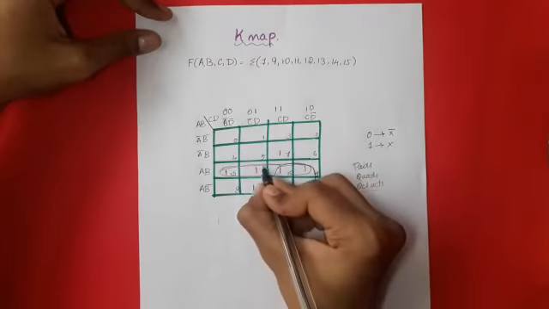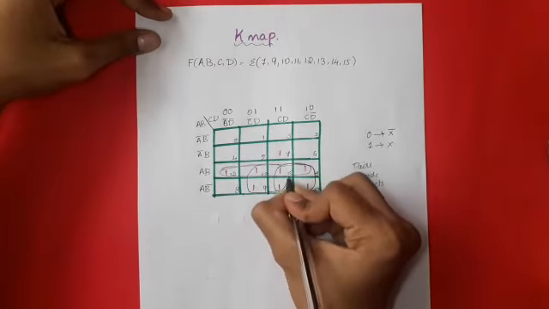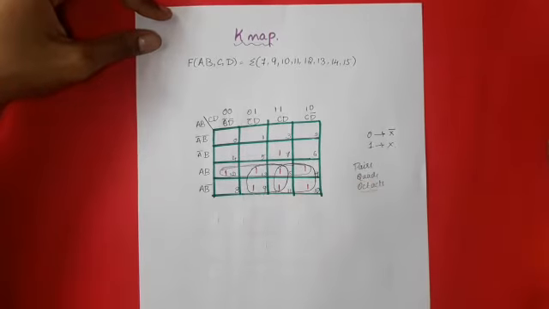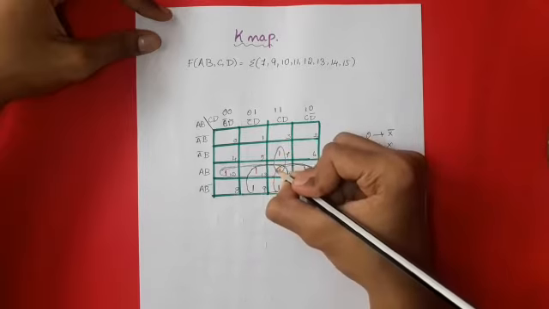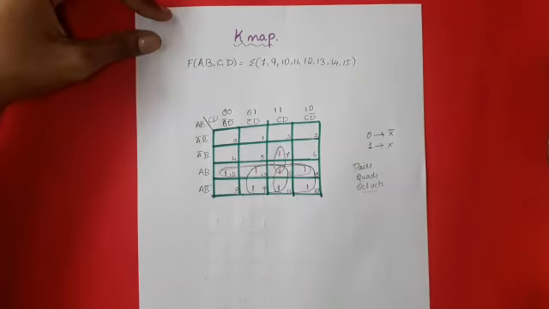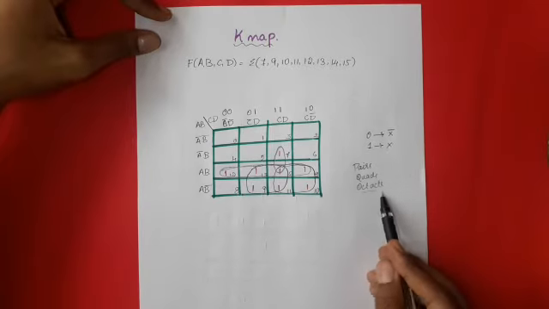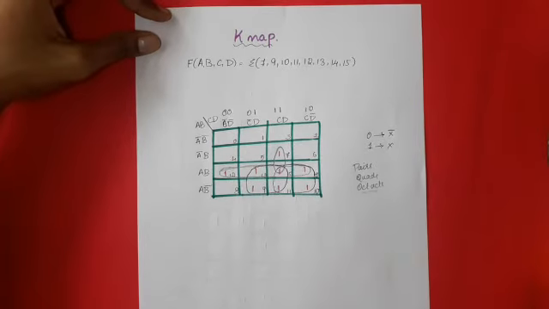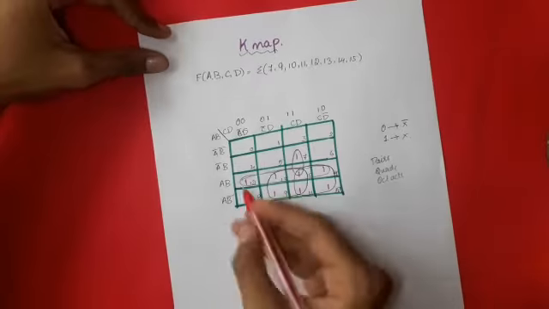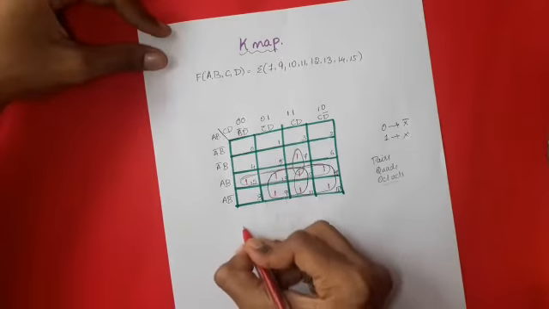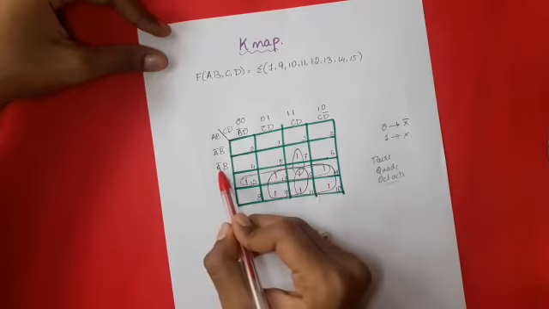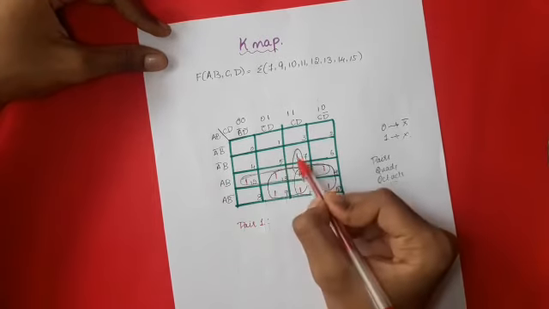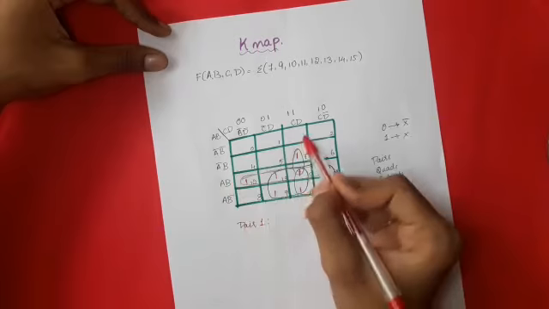So this also we can make a third quad, and the remaining one will be taken as a pair. So the highest priority will be for octets, then quads, and then pairs. So first we will simplify like this: pair 1, that is A bar B, A B. So these numbers A bar B, A B and C D.